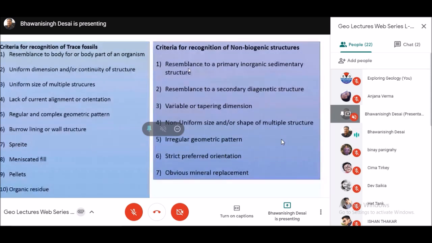Now let me give you some examples of non-biogenic structure. See where this problem comes. This problem comes when we are interpreting depositional environment in a very unique situation. Like for example, we are understanding sedimentary environment of Precambrian rock. Then this becomes very critical, because there, first of all, animal origin was less, or the organisms were in very less quantity, and there were a lot of non-biogenic structure.